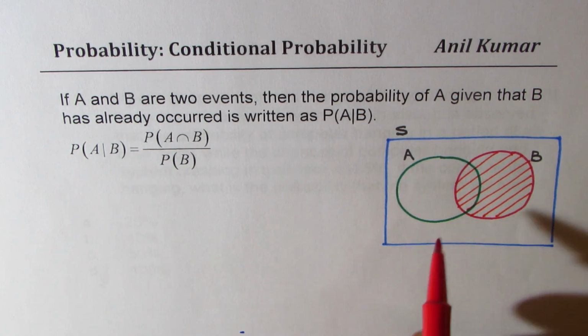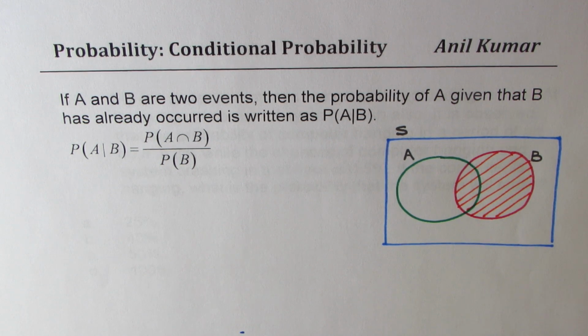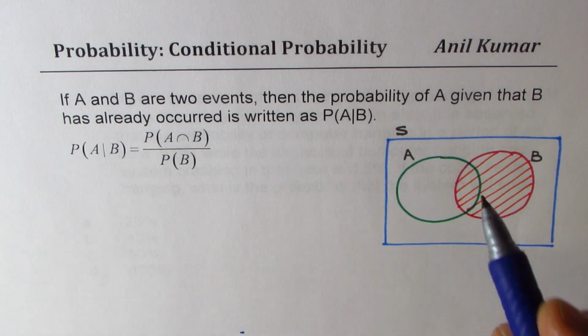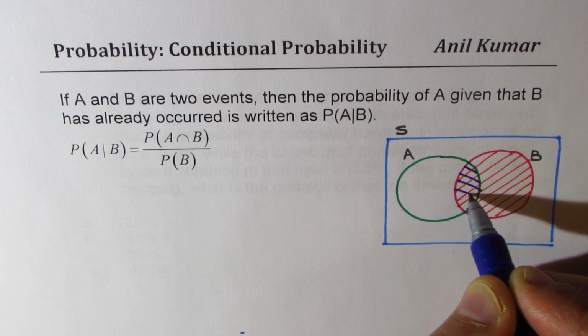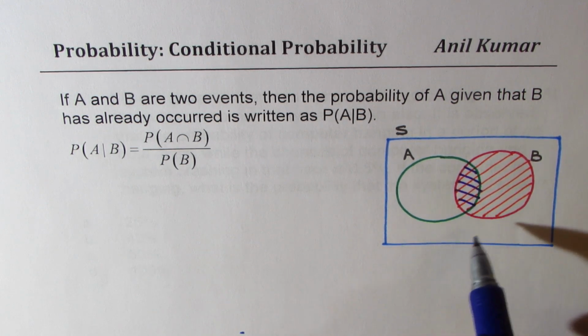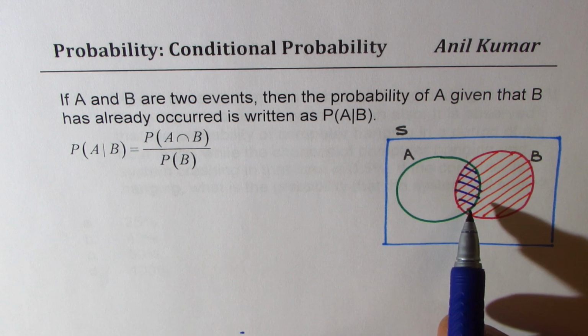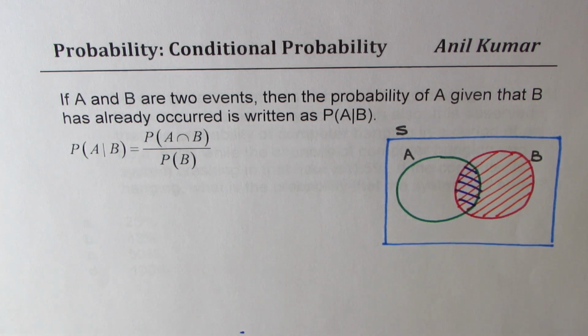So probability of A happening will only be the intersection part, right? So this part. So that is what we are looking into. Perfect. So I hope you are getting the concept.